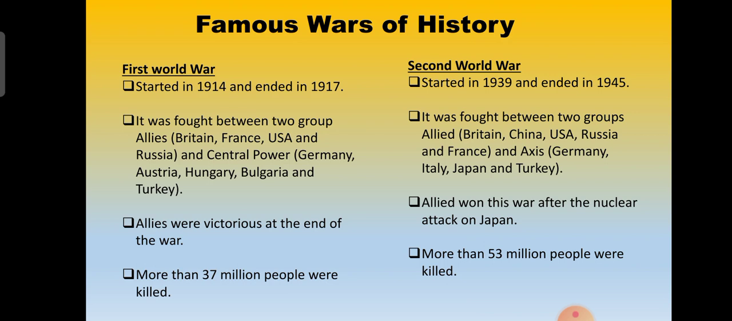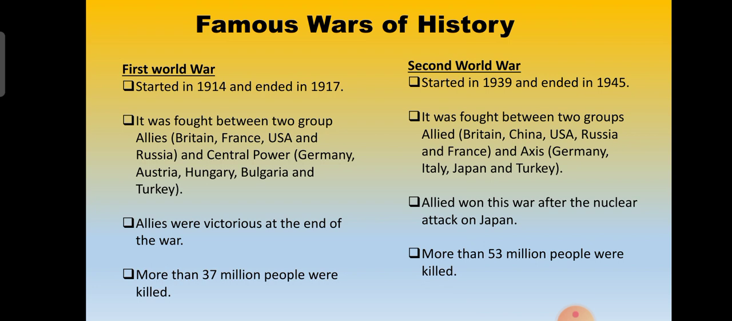First World War. It started in 1914 and ended in 1917. So it was a 3-year war. It was fought between two groups, Allies and Central Powers. Allies had Britain, France, USA, and Russia, while Central Powers had Germany, Austria, Hungary, Bulgaria, and Turkey. In World War I, the Allies won this war. More than 37 million people were killed.